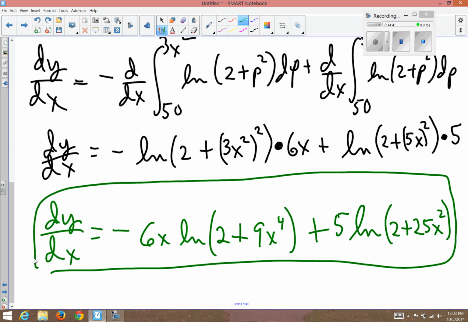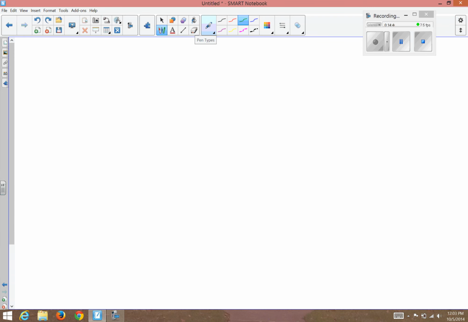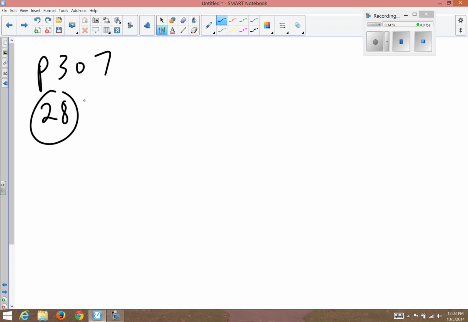So all of those use the first part of the fundamental theorem of calculus. The second part is used in exercise 28 on page 307. The integral of 3 to the x dx from 2 to negative 1.